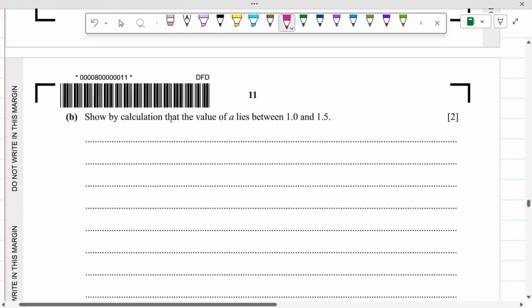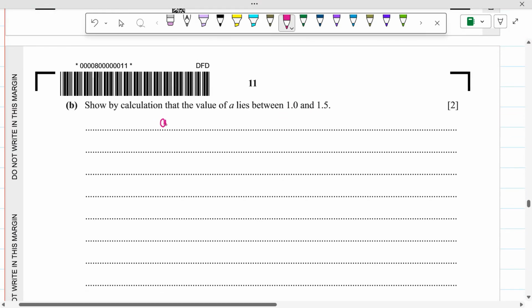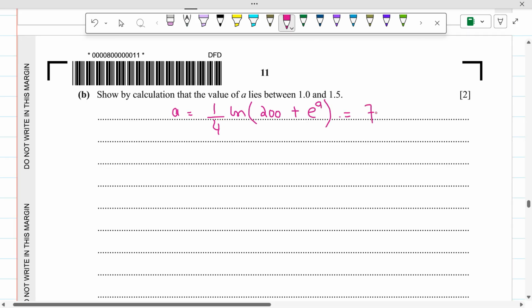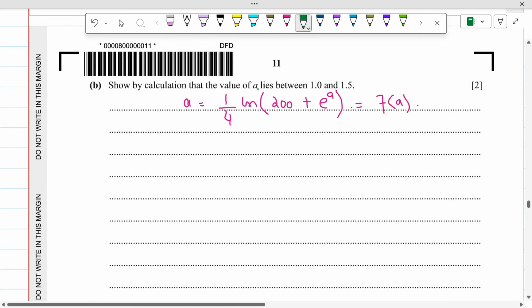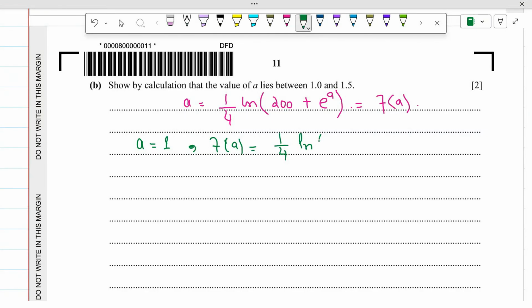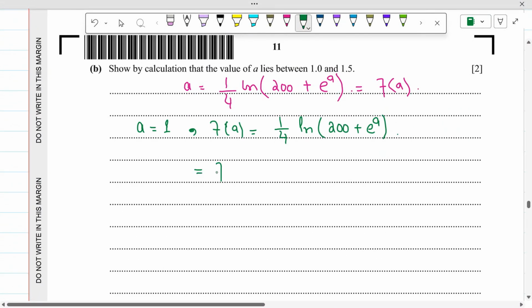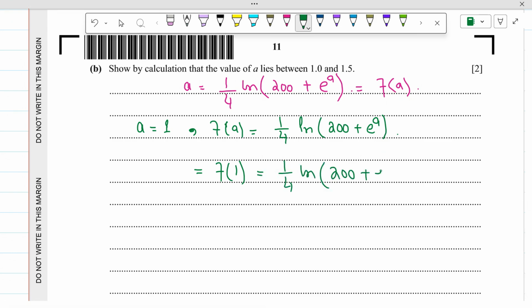Part B, show by calculation that the value of a lies between 1.0 and 1.5. So we have a is equal to 1 over 4 ln of (200 plus e^a). Say it is f of a. If a lies between 1.0 and 1.5, first we consider a is equal to 1. So f of a is 1 over 4 ln of (200 plus e^a). Plugging in a equal to 1, f of 1 is equal to 1 over 4 ln of (200 plus e^1).